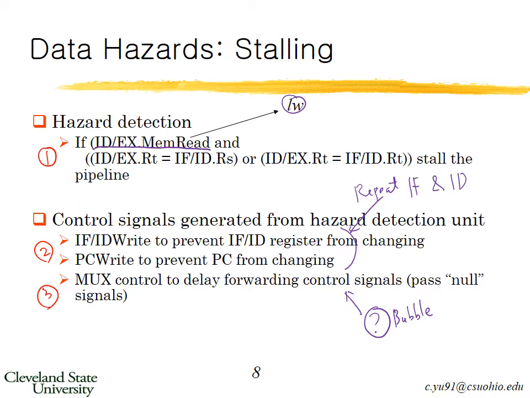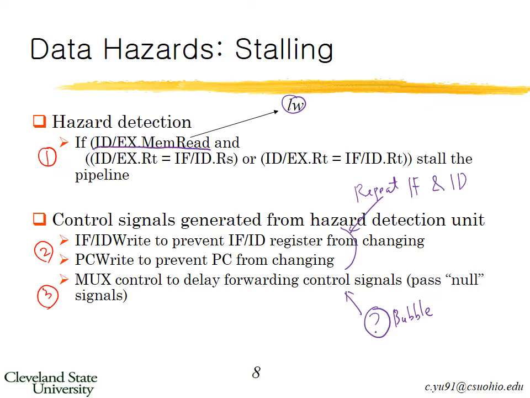And number 2, how do we let instructions B and C in the IF and ID stages repeat? Well, you can use the IF/ID write control signal and the PC write control signal to prevent the IF/ID pipeline register and the program counter from changing. If you remember, this is more like a flip-flop. At the rising edge of the clock, it gets the new value. If you do not provide the rising edge of the clock, it will just continue to have the same value as before. So that's number 2.